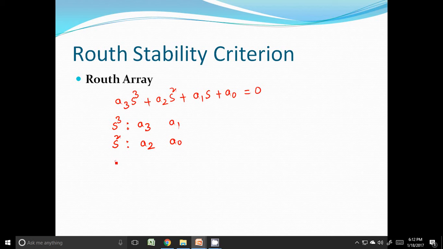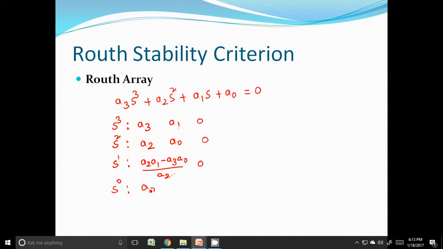Now we have to calculate the third row. The third row is calculated as (a2 into a1 minus a3 a0) by a2. Here nothing is there, so you can add zeros. So this is the first element in the s power 1 row, and the second element will anyway be 0. In the s power 0 row, it comes as a0. Okay, this is how we have to calculate the Routh array.